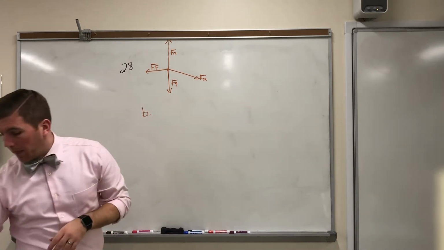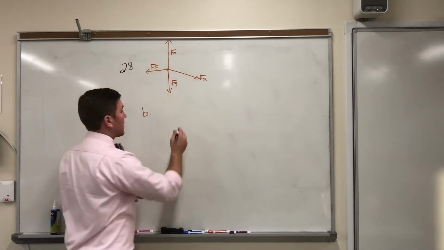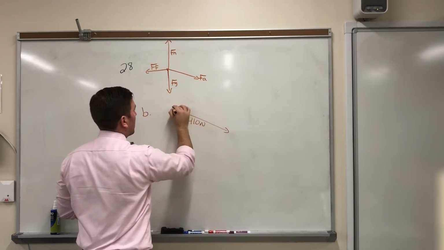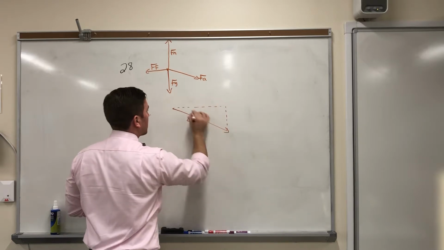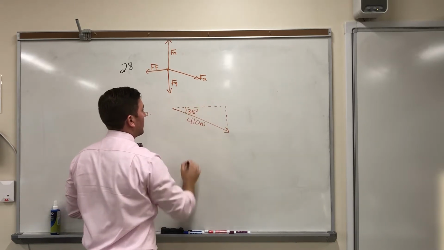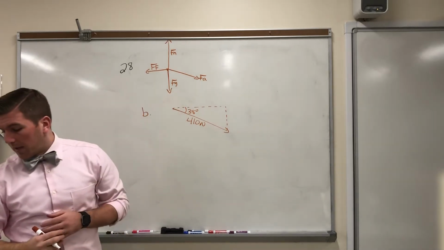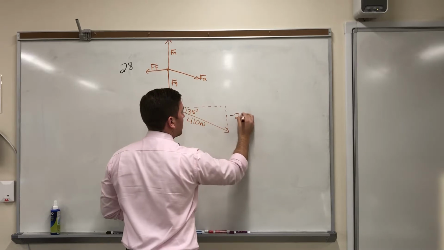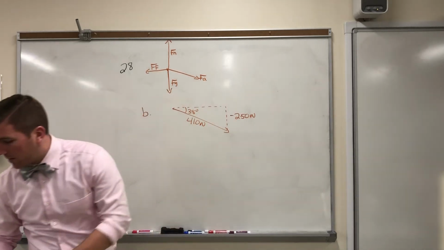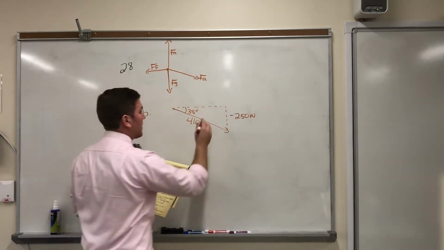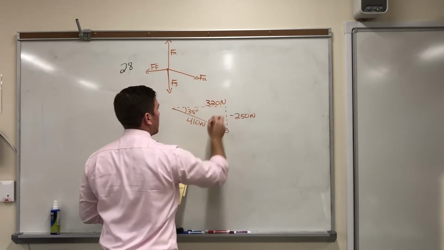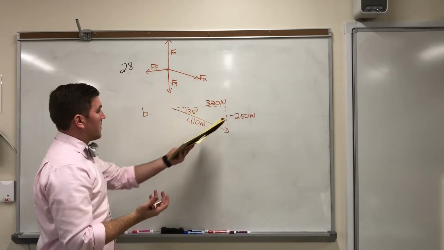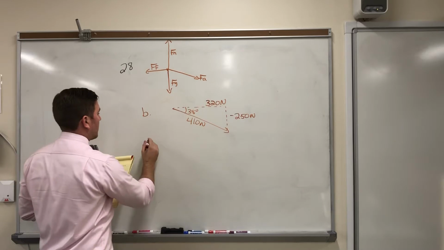Letter B is looking for me to resolve those vectors again. So I have exactly the same number of 410 newtons. It's just that the angle is in a slightly different spot. So still 38 degrees. When I do my sine and cosine, I'm going to get exactly the same numbers I got before. The only difference is this is now negative 250 newtons and a positive 320 newtons right up here. So that's B. We've resolved our vectors. Again, one of them is negative this time, so that's the difference there.